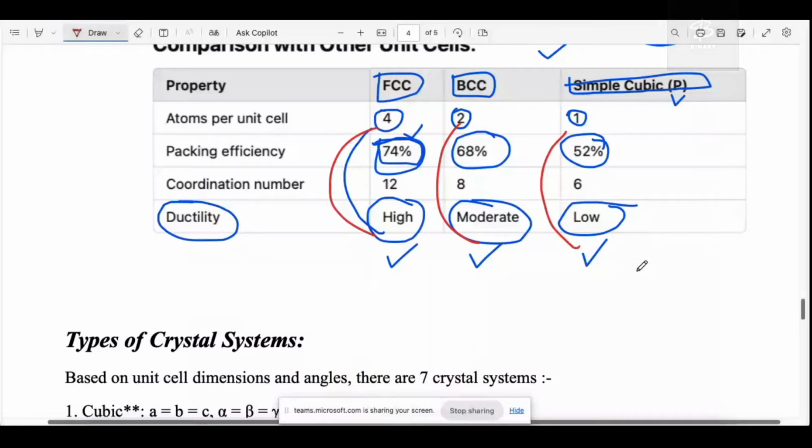So this is the ductility and brittleness.